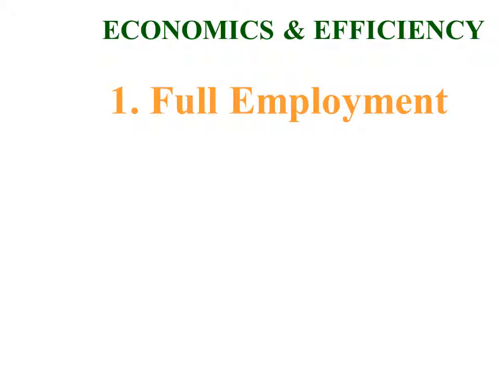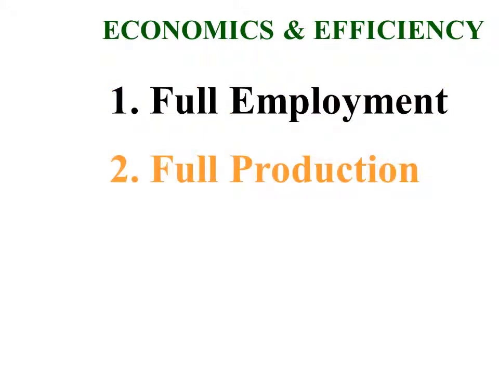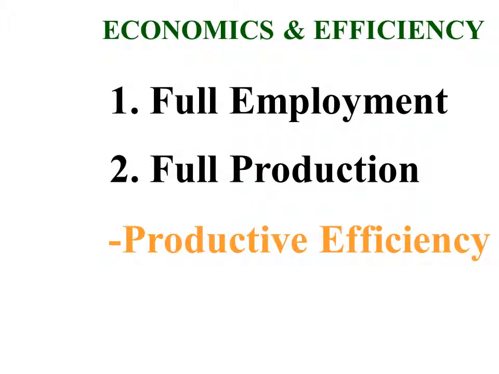But in order for us to reach maximum efficiency, it makes sense that we would put to use all of our available land and capital, labor, and entrepreneur ability. The second type of economic efficiency, full production, has two specific types of efficiency associated with it. Full production involves, first and foremost, productive efficiency.